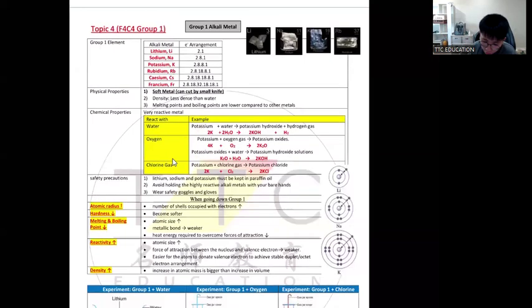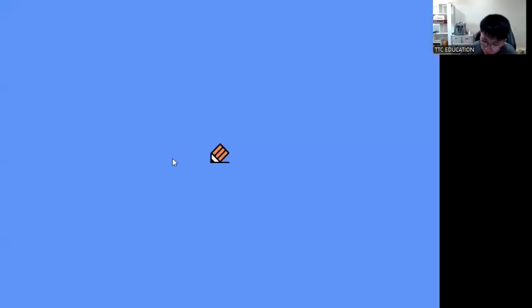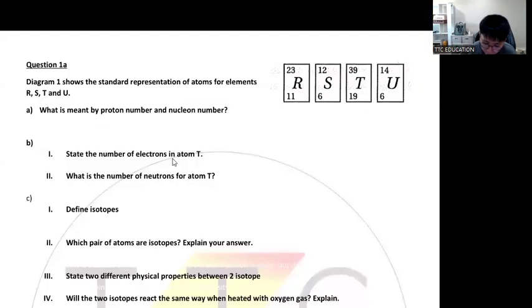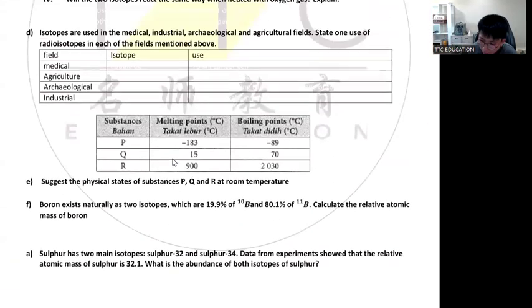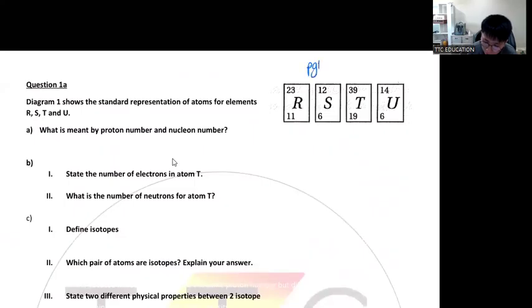All good. So guys, right now, let's try to go for exercise. Let's go for the exercise at the back. We start with chapter 2 first. This one is on page number 11. Page 11.